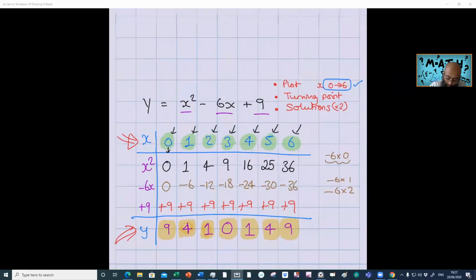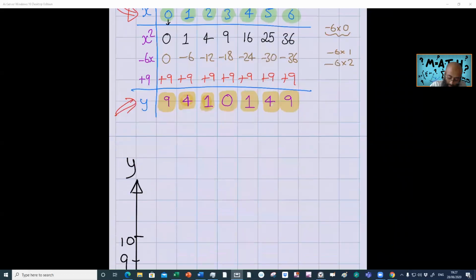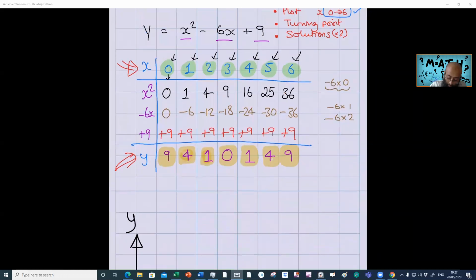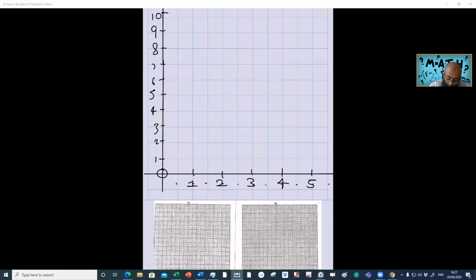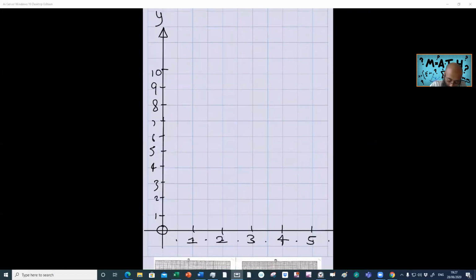Let me see if I can grab this. Okay, no, I can't grab it. I want to bring it down a bit more, but never mind. Okay, 0, 9, go on then. And then 1 and 4. Then 1 and 4. And then?